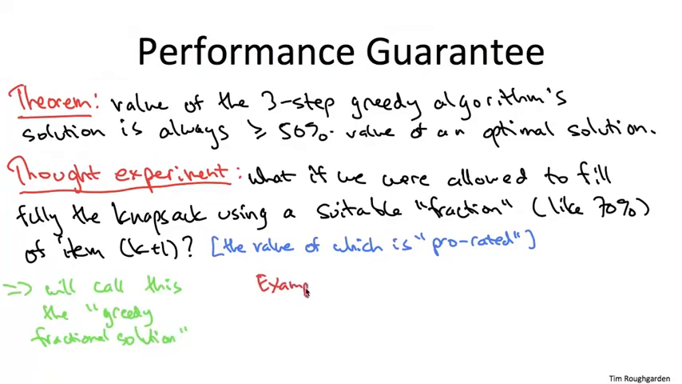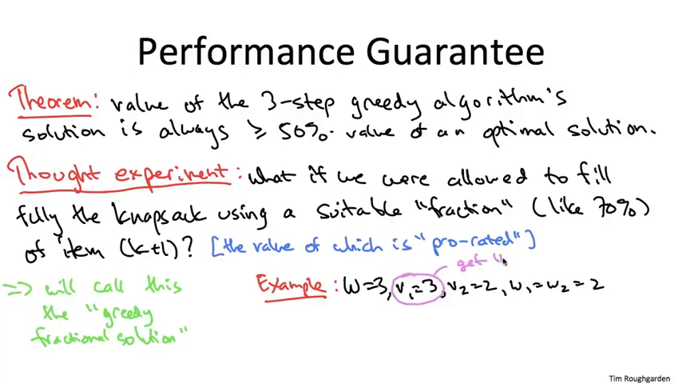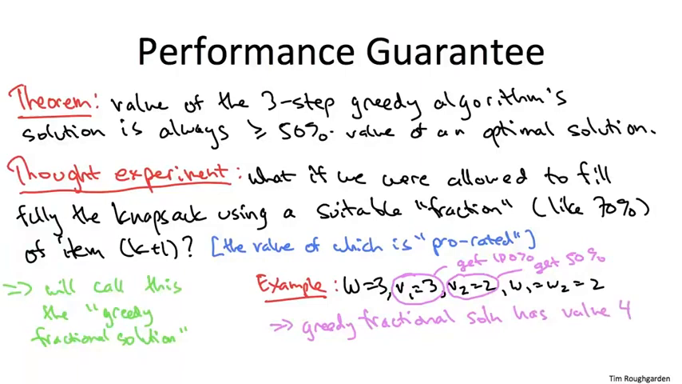Just to give a super simple example, imagine you had a knapsack of capacity 3 and you had 2 items, both of size 2. Let's say one has value 3, one has value 2. Well, then in the greedy fractional solution, you begin by considering item 1 that has the higher ratio of 3/2. That fits fully into the knapsack. Then you move on to item 2. It only fits 50% into the knapsack. And the total value of the solution would be the full value of item 1, that's 3, plus 50% of the value of item 2, so that adds 1 more. So the greedy fractional solution would be 4.